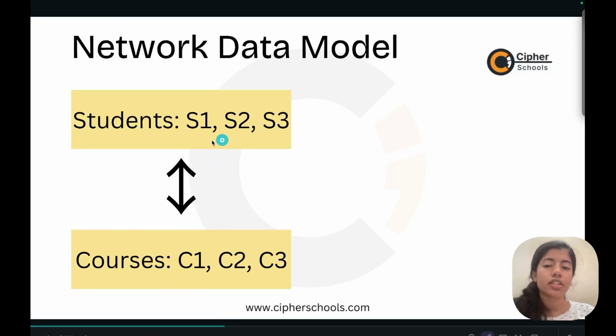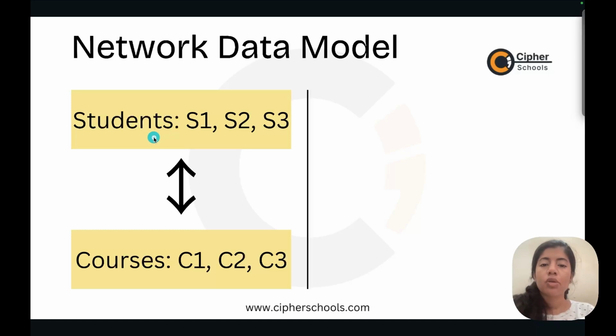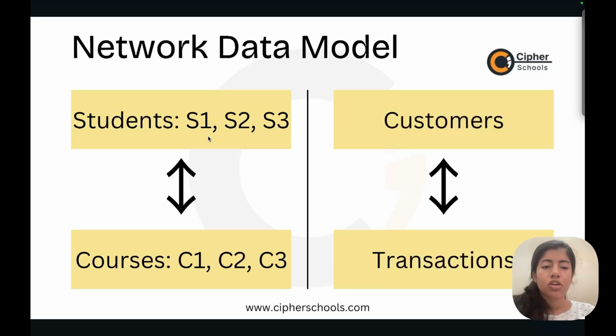C1 may have S1, S2 as students, C2 may have S1, S2, S3 as students. So this can be accommodated easily by the network data model. One more example: can you think of bank transactions where multiple people do multiple transactions? A customer can do multiple transactions, and one transaction can be done by multiple customers, since one transaction is done between two accounts, right? So that way, this is a many-to-many relationship.